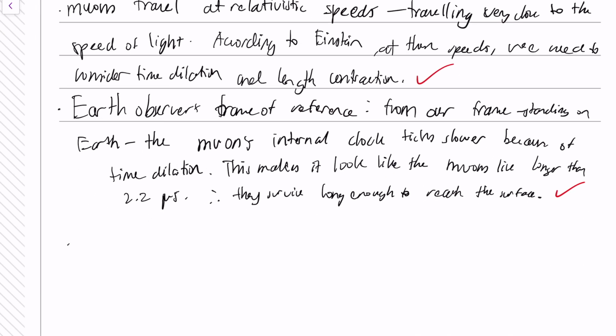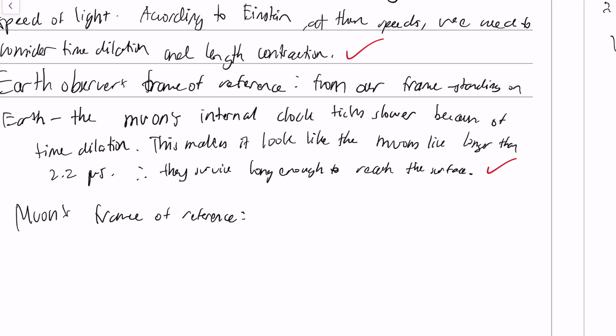Now, moving on to the last mark, which is the muons' frame of reference. Okay, so what happens here? They won't experience time dilation for themselves. They still have the same half-life, the 2.2 microseconds. But what are they observing in the muons' frame of reference? They're observing the distance between them, from the cosmic rays to Earth. Okay, and so this now links to length contraction.